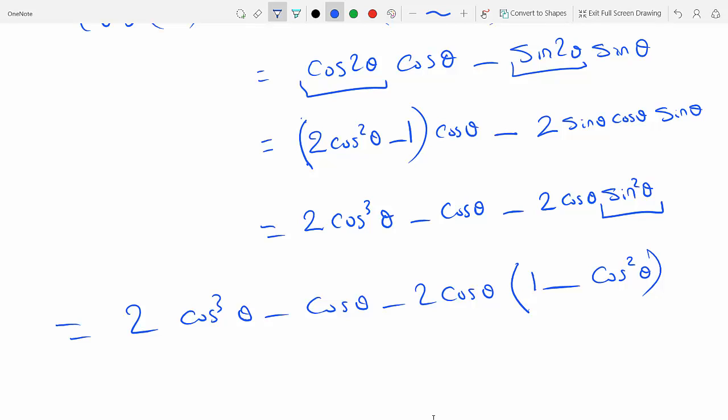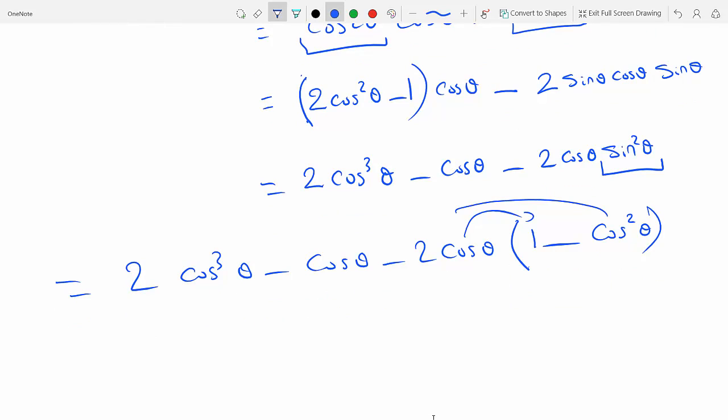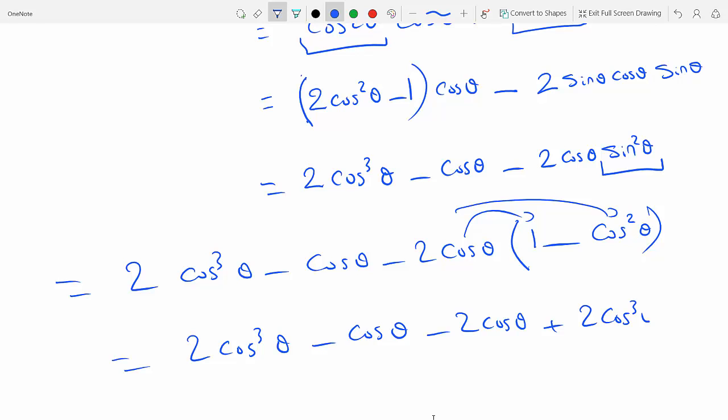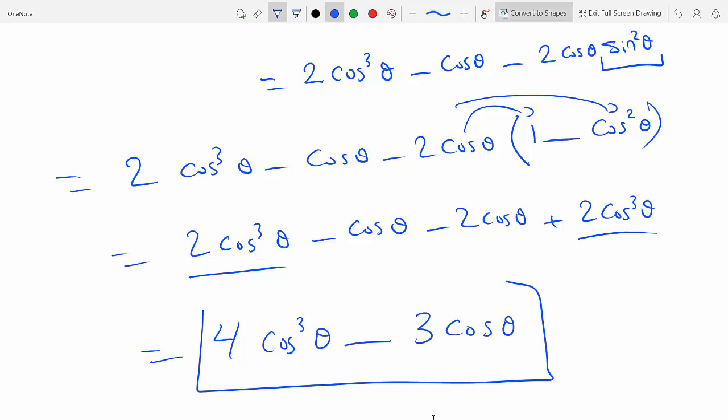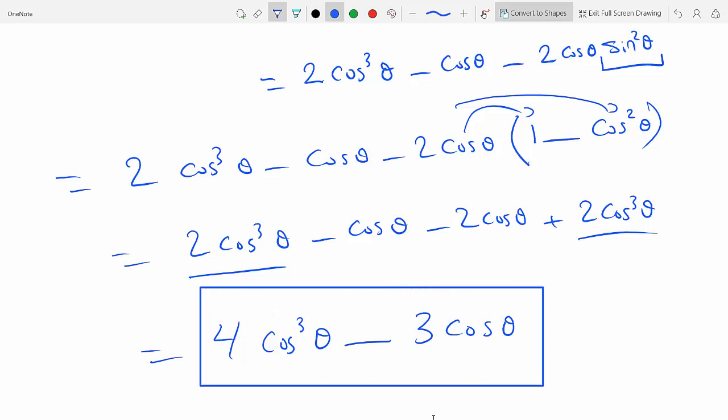You follow? Okay, now FOIL this in here. So you get 2 cosine cube theta minus cosine theta minus 2 cosine theta plus 2 cosine cube theta. Now collect the cosine cube. 2 cosine cube plus 2 cosine cube is 4 cosine cube theta, and minus cosine minus 2 cosine is minus 3 cosine theta. This is exactly what I wrote. I went to it right away without doing the in-betweens.